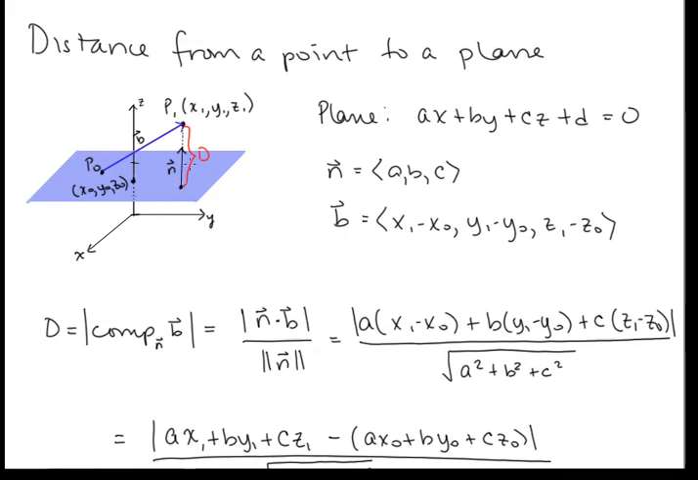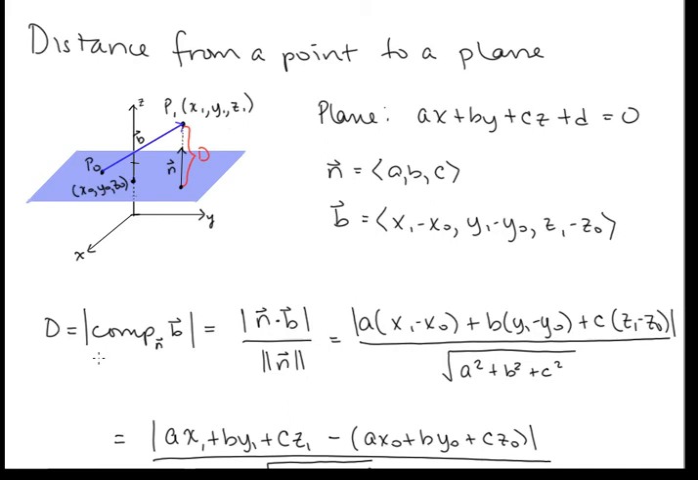We know that the distance we're looking for is going to be the length of the projection of b onto n in absolute value. So notice if we project vector b in the direction of vector n, we're going to get the distance that we're looking for. So we want the component of b along n in absolute value. That's the distance we're looking for, the scalar projection.